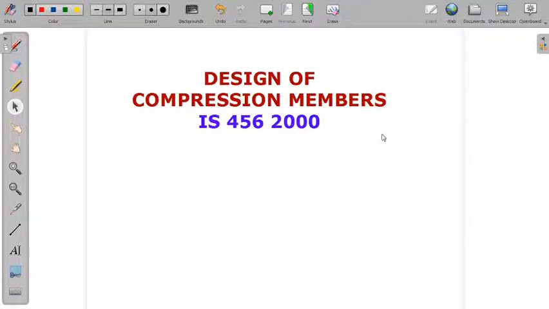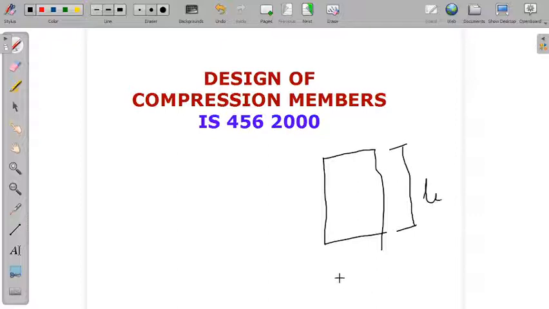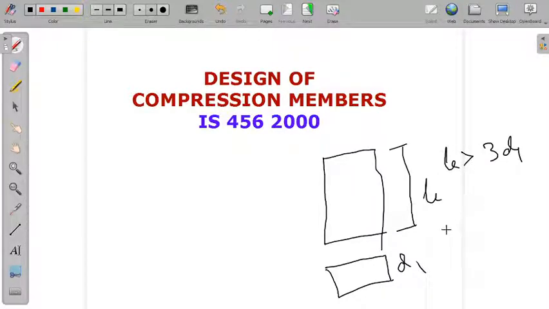Say, for example, this is one column, a longitudinal column. Just for example, don't take it as a perfect one. Say this is the effective length. If I take the section, this is the section of the column, and the least lateral dimension, say this one, I have written as D1. Then it will be called a column if L effective is greater than 3D1.